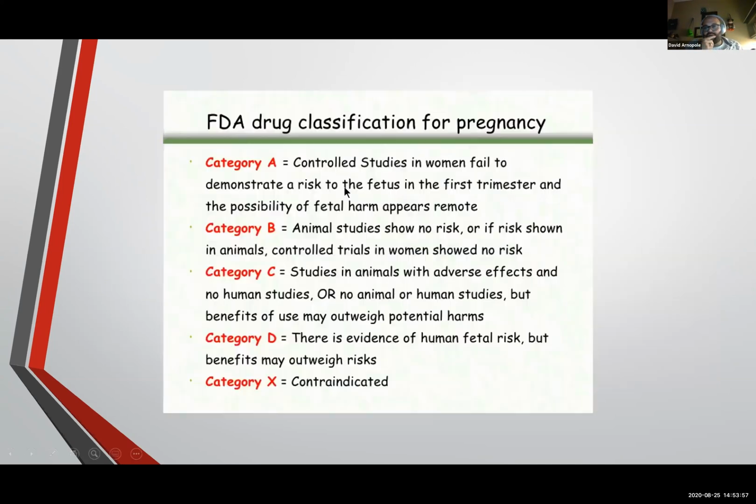When you get to OB, you'll get more about this stuff too, but I want to make sure you know about these classifications of drugs. You want to make sure you know category X is contraindicated, where A is safe, and recognize what they each mean in terms of safety for a fetus.